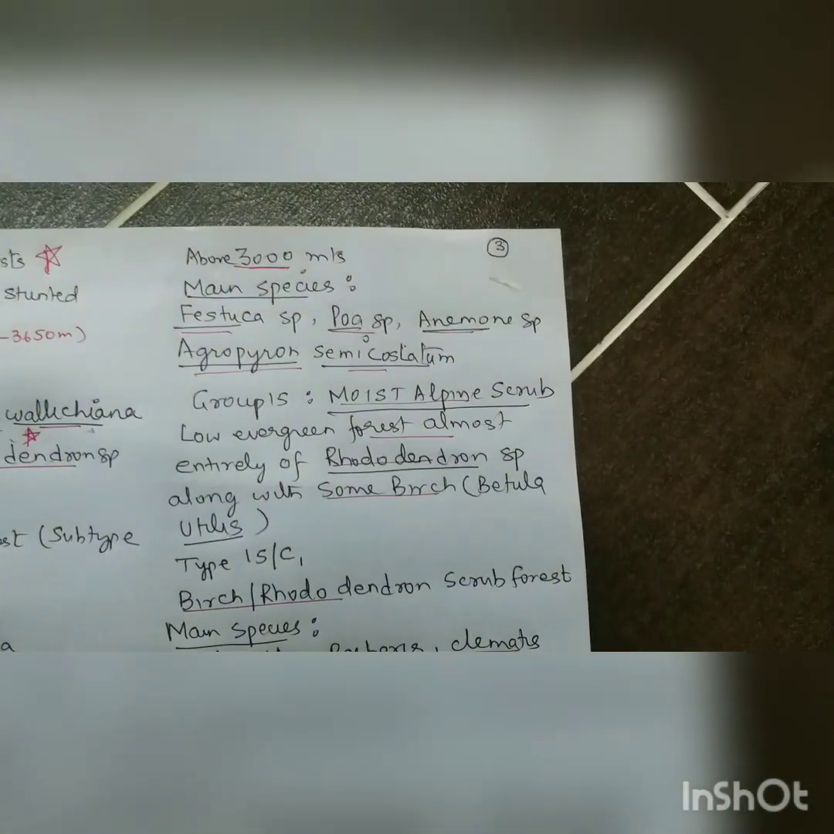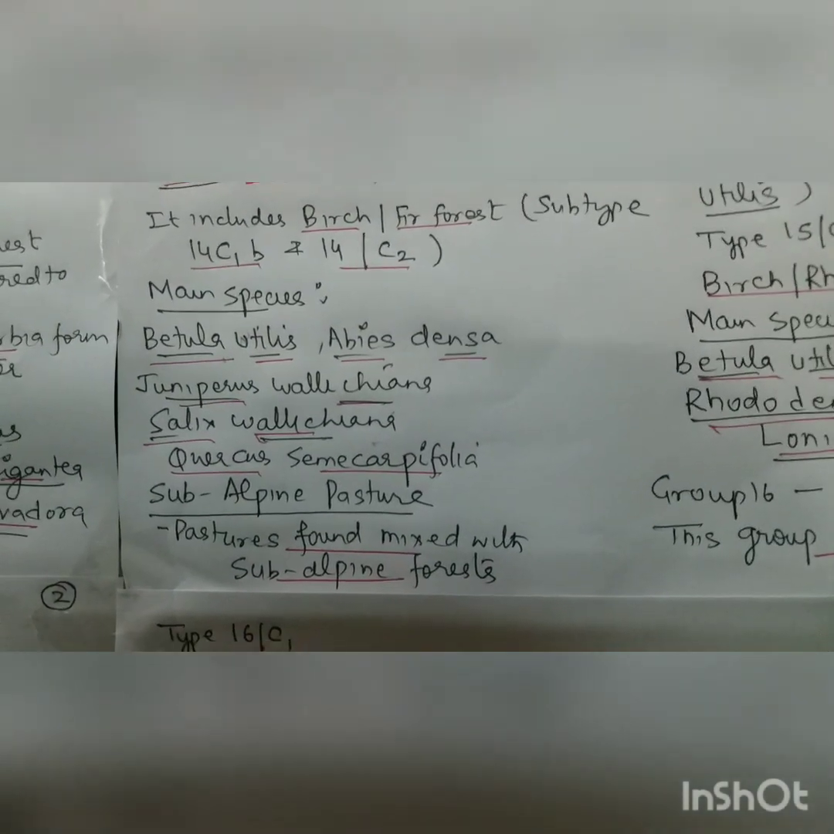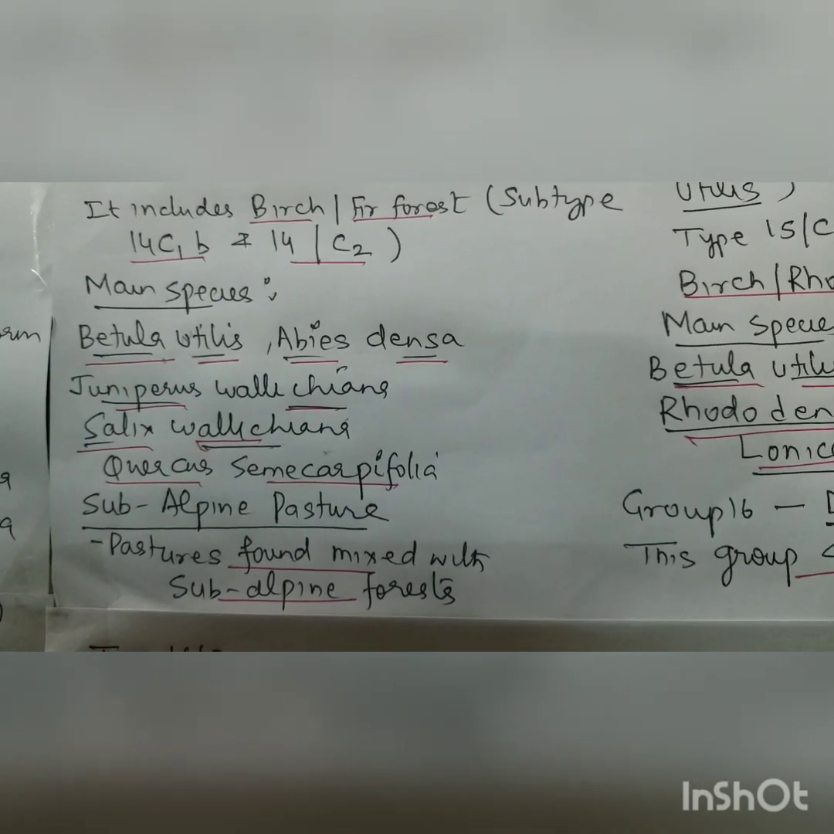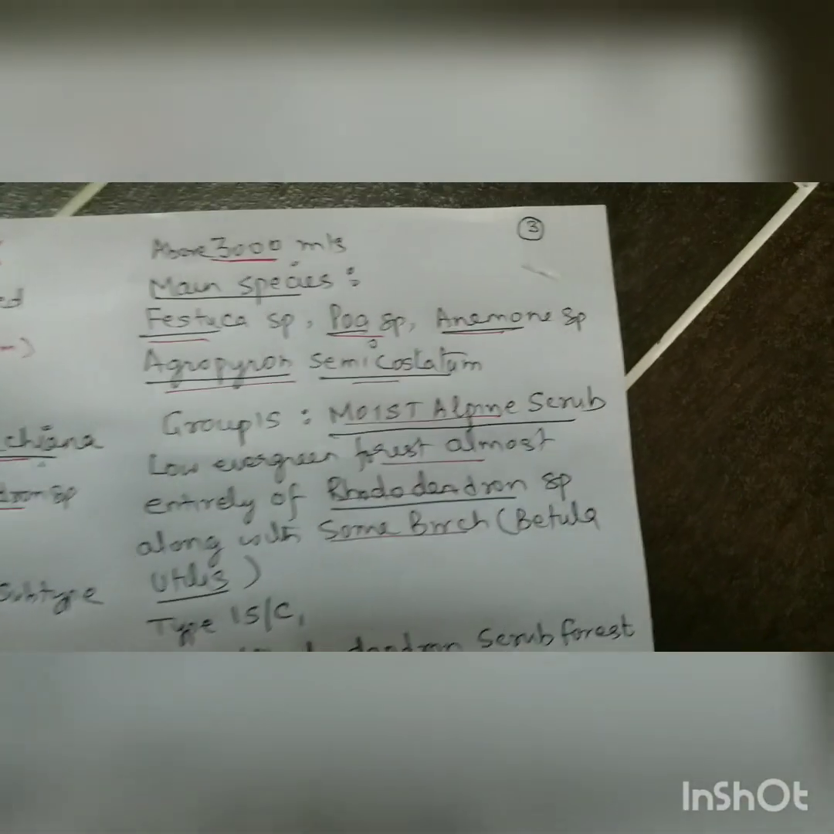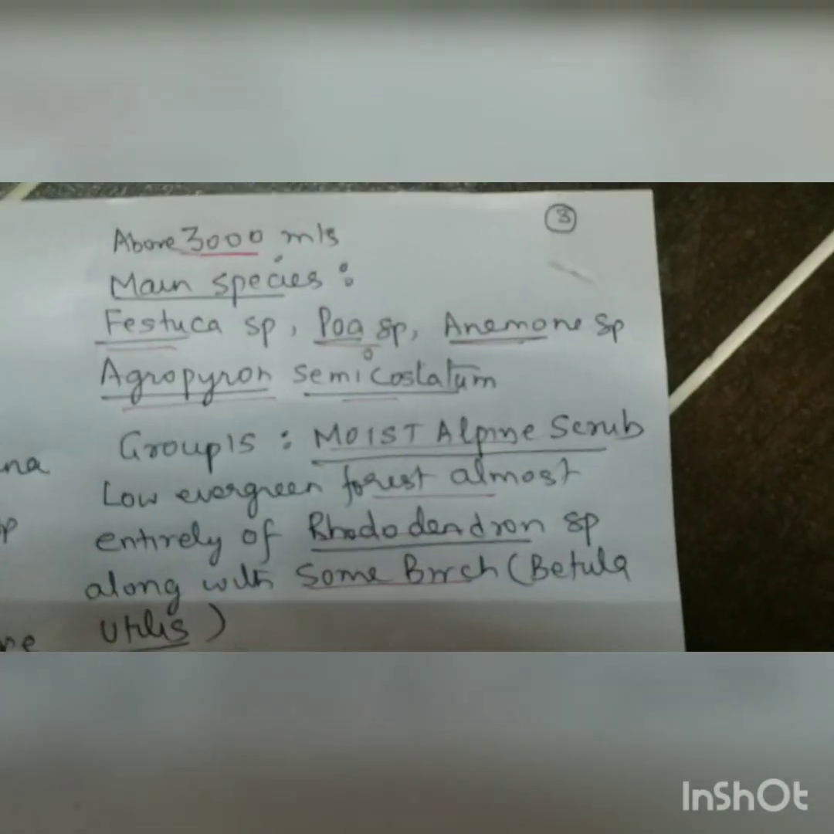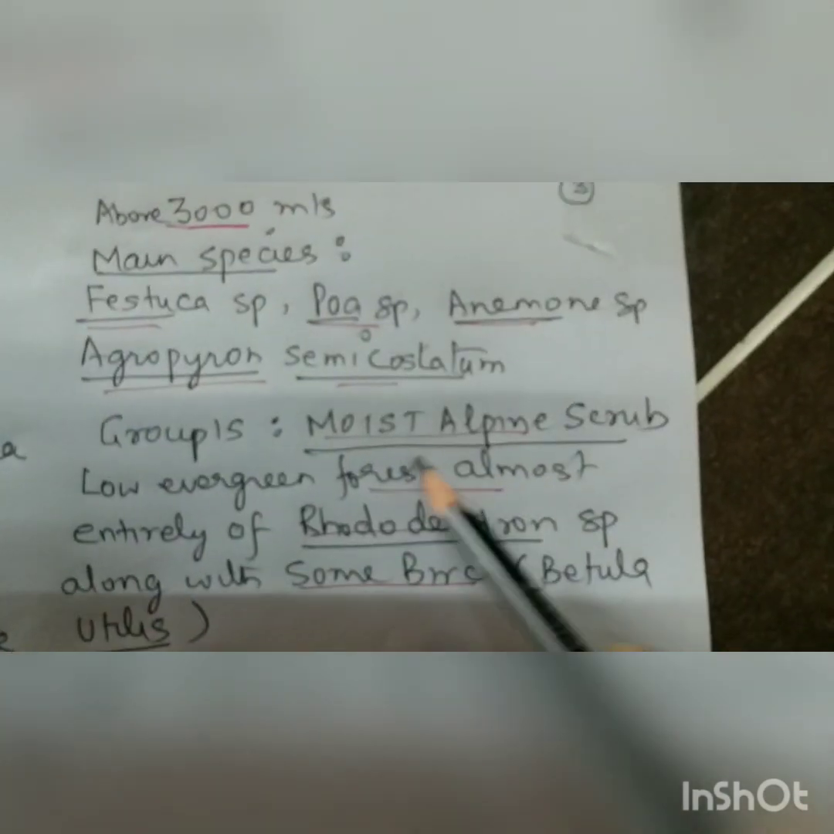Now the next type is the subalpine pasture. Subalpine pastures are found mixed with the subalpine forest, above 3000 meters, and the main species are Festuca, Poa, Anemone, Agropyron.